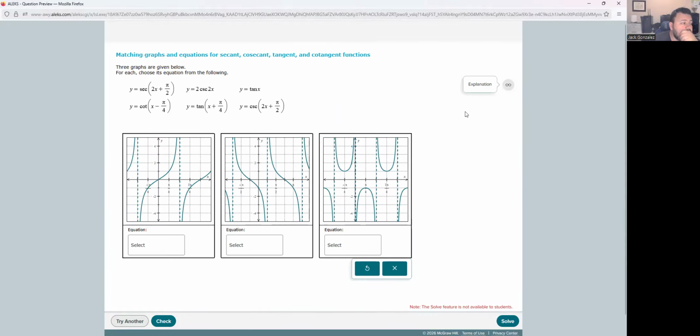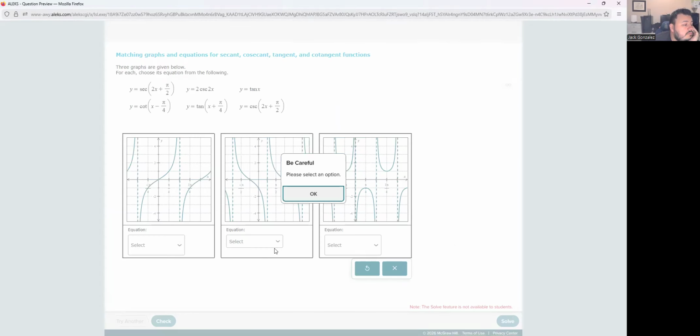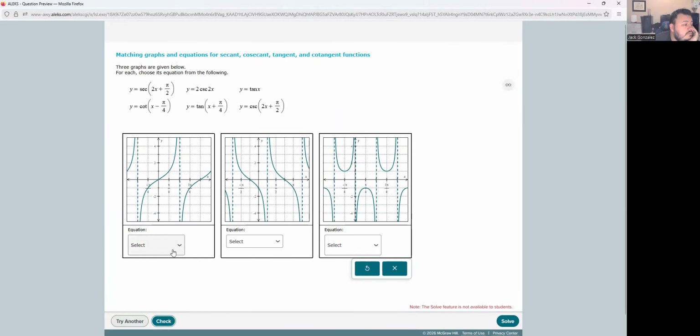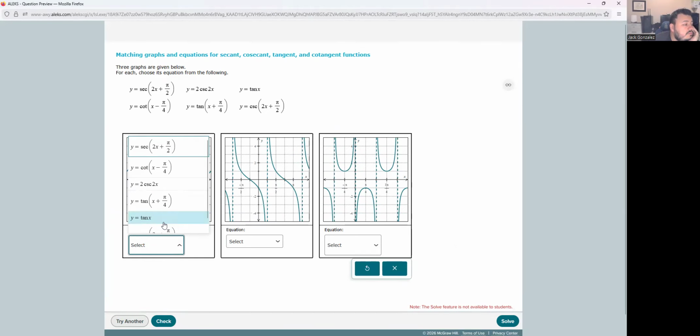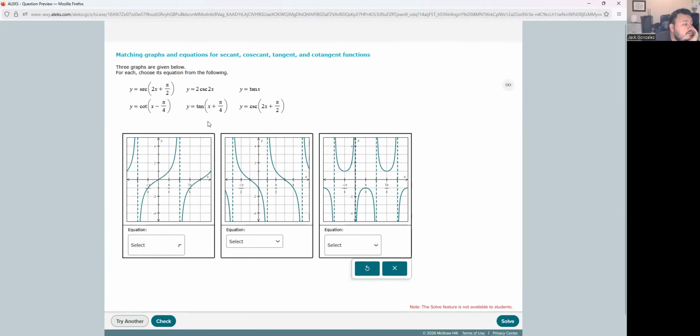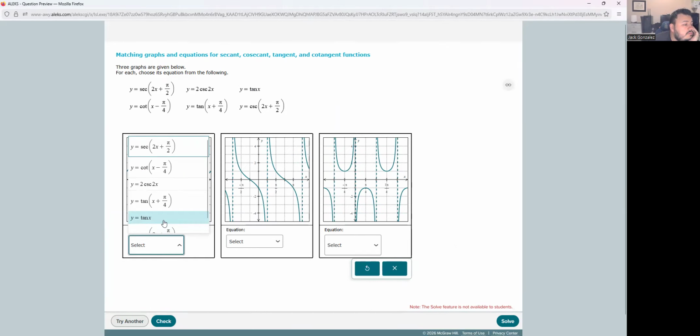Then number two, from the homework, they have these graphs and they want you to know which one's which, right? Just match the graphs. This one looks like tangent. Is it shifted? I don't think so.